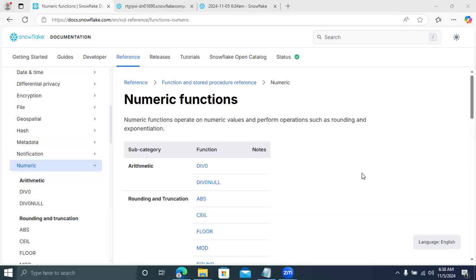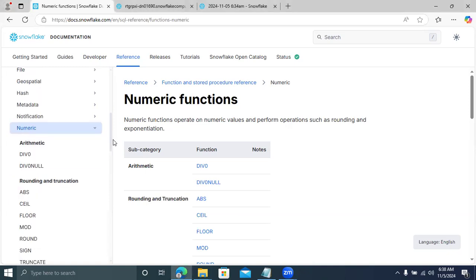Hi, good morning. In today's session, we're going to discuss the numeric functions in Snowflake. These are the very basic functions available in various databases like Redshift, Snowflake, BigQuery, all data warehouses. These are the functions we will be using regularly.